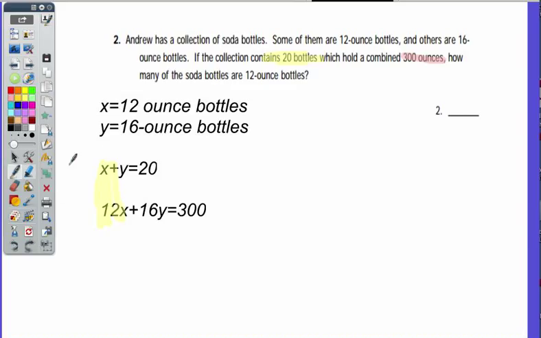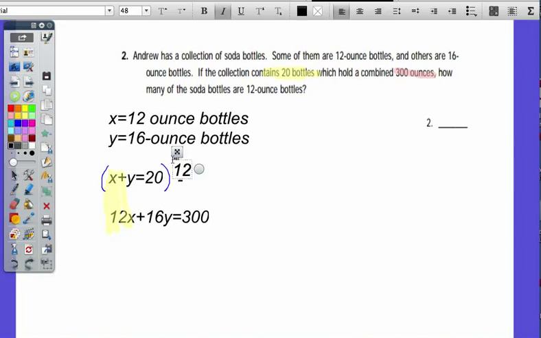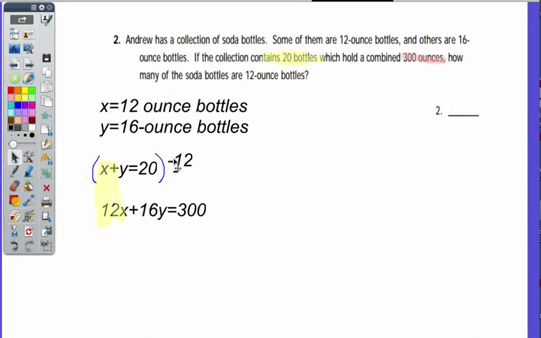So that means I need to multiply this top equation by negative 12. Okay. Then add the two equations together. And again, it's asked, oh, actually right here, how many of the soda bottles are 12-ounce bottles? So I really don't want to get rid of my 12-ounce bottles. So that's going to change what I do, actually.